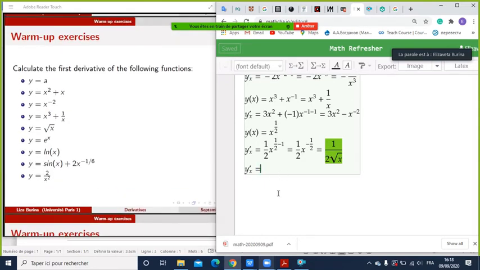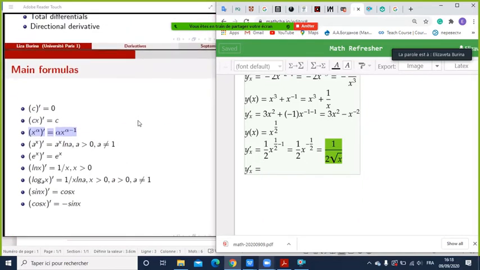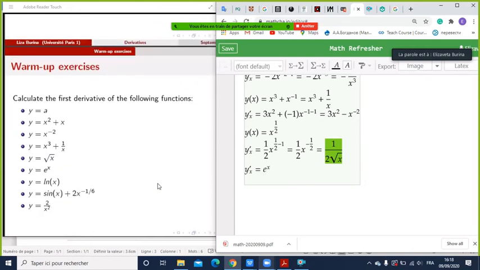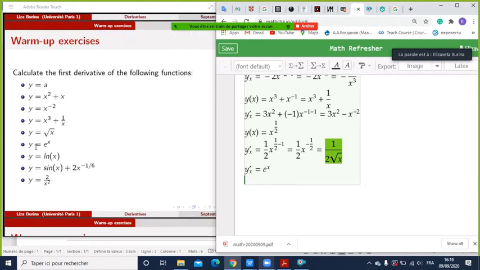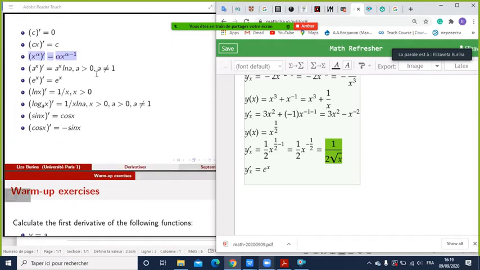Okay, the derivative of e to the power of x is the most beautiful derivative you can think of. It's gonna be e to the power of x. It's gonna be like that all the time. And then the derivative of natural log. We go back to our formulas, and we have a formula for that. So we have the fraction 1 over x.